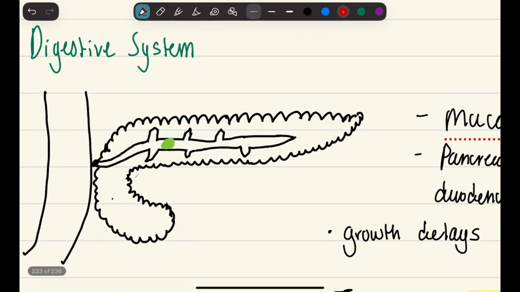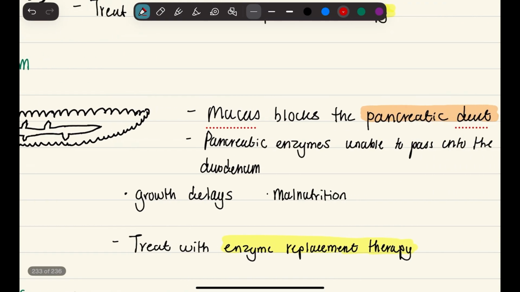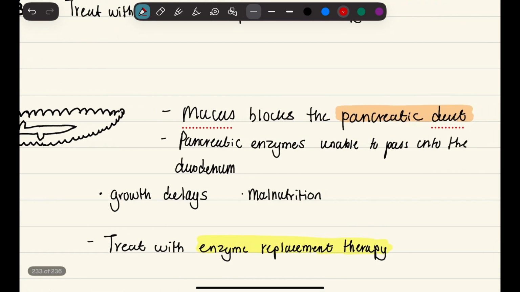Digestive system. So I tried to draw a pancreas and the duodenum. Now, mucus can get stuck in this pancreatic duct. No bueno. Yeah. If they get stuck in the pancreatic duct, that means that our pancreatic enzymes will not be able to get into the duodenum, right? If they can't get into the duodenum, we cannot break down all these macronutrients that we take in our diet. So like your fats, your proteins, your carbohydrates, yeah, won't break them down as efficiently.